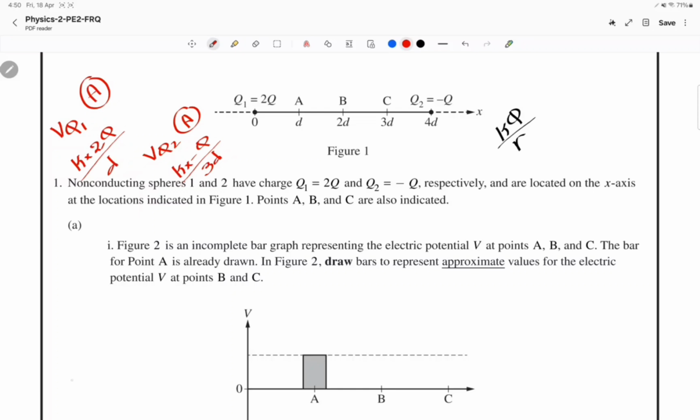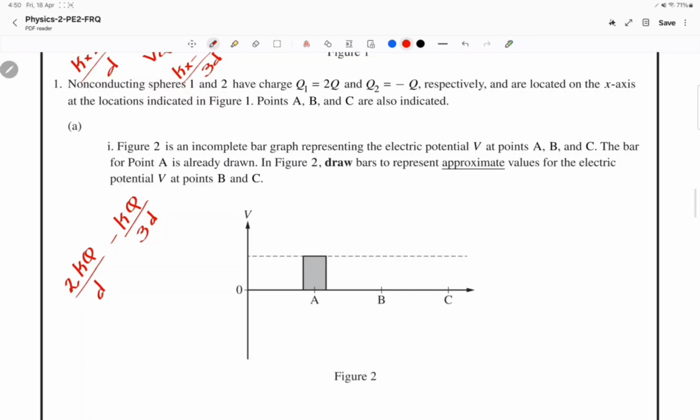Now let's add them up. So 2KQ over D minus KQ over 3D. So 2 minus a third is 5/3. So that's the voltage at A. It's 5/3.